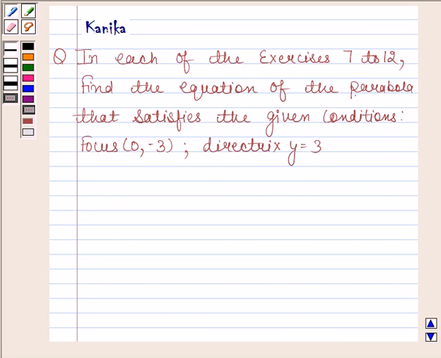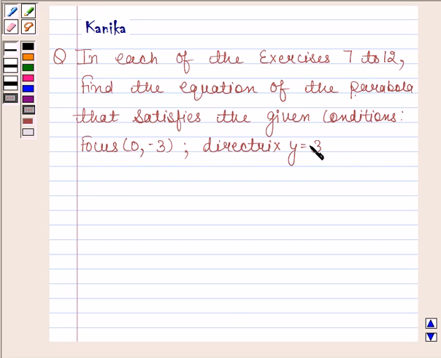Let us discuss the following question. The question says, in each of the exercises 7 to 12, find the equation of the parabola that satisfies the given conditions. Coordinates of focus are (0, -3). Directrix is y equals 3.